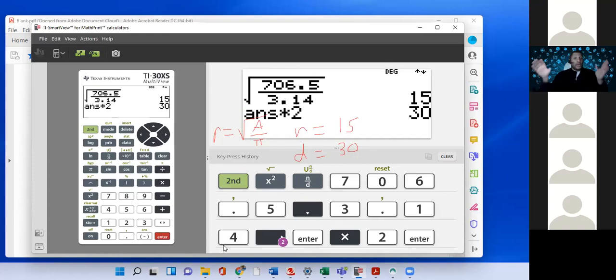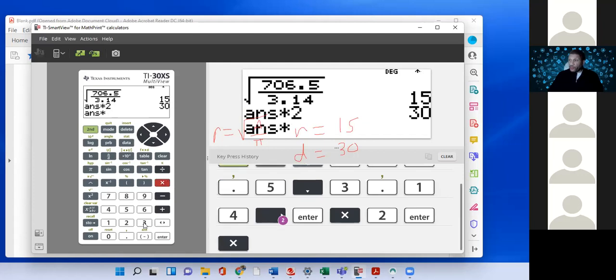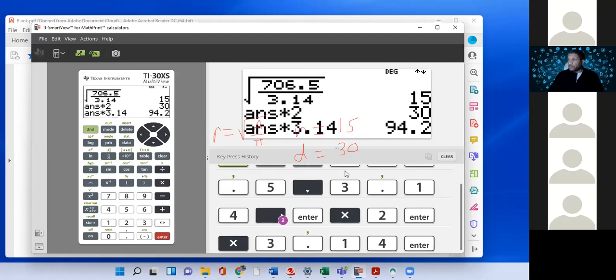Okay. How do I find the circumference? If I know the diameter is 30, it's D pi, D times pi. What is pi again? 3.14. Since the diameter is still in our calculator, it's 30. We just did that calculation, so now I just got to times it by 3.14.